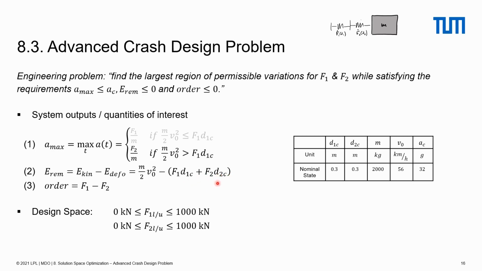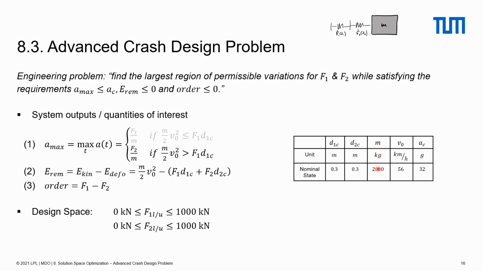This is the length of the sections. And the order is F1 minus F2. That means the deformation of the first section happens always before the deformation of section 2. And here are the values for the parameters and also for the requirements. D1C, the length of the first section, is 0.3 meter, and D2C, the length of the second section, is also 0.3 meter.